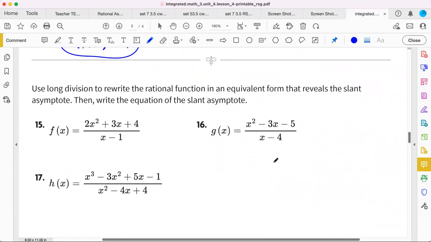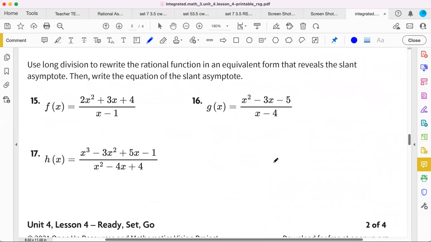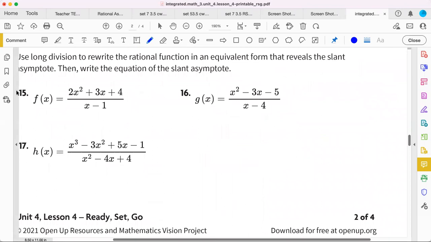Use long division to get the slant asymptote. Oh, light work. Luckily, we can use synthetic division for 15 and 16. And this is all because it's x minus or x plus some root, or in this case, vertical asymptote. So I'll do that for problem 15 first. So I'm taking the root of the denominator, or what would be the vertical asymptote.